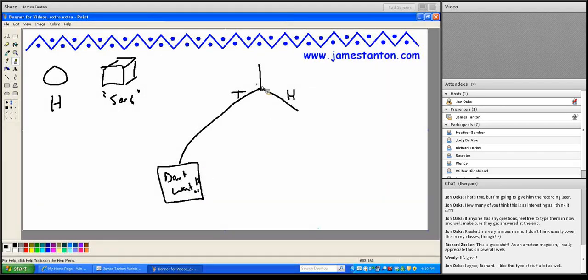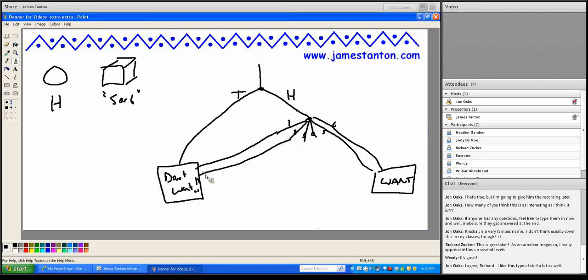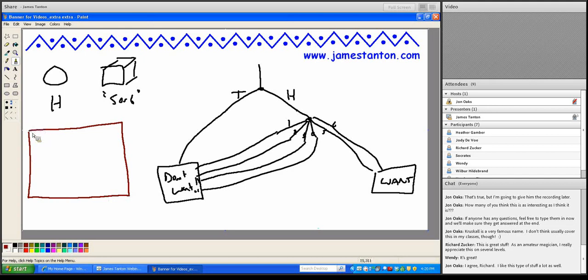If you get a tail, you go straight to my don't want house. But if you get a heads, I'm going to have you go on to the next option, which is rolling the die. If you roll a die, there are actually six options: rolling a one, a two, a three, a four, a five, or a six. If you get a five or a six, you're going into my want house. But if you get a one, two, three, or four, you're going to my don't want house. Okay, I'm kind of having fun. So there's a nice model.